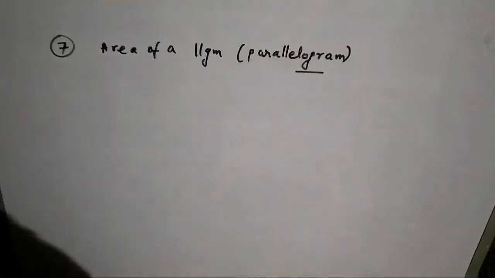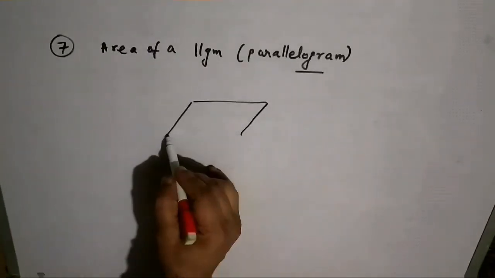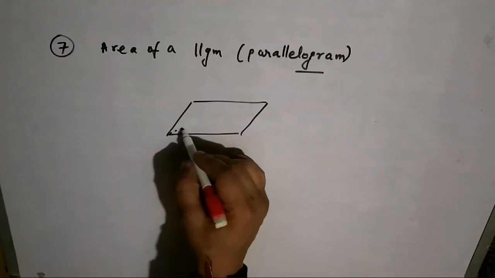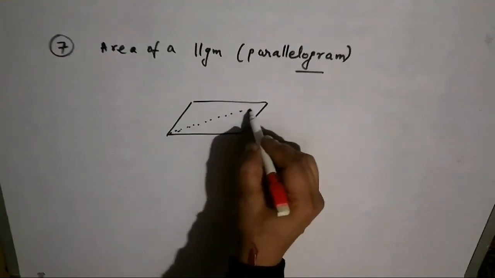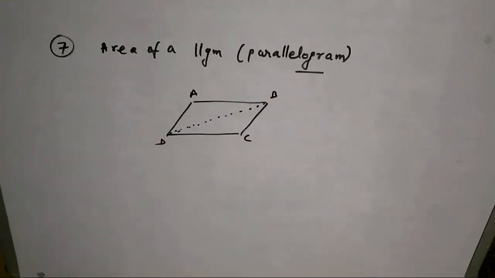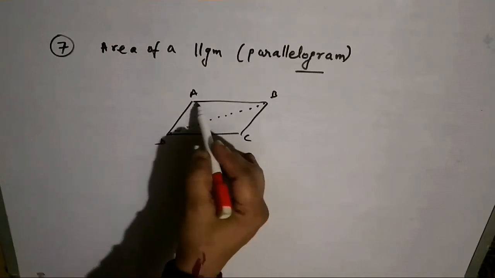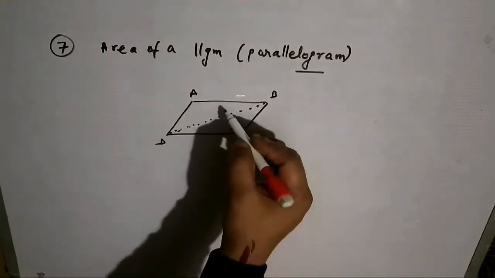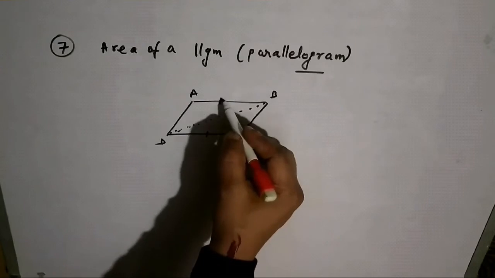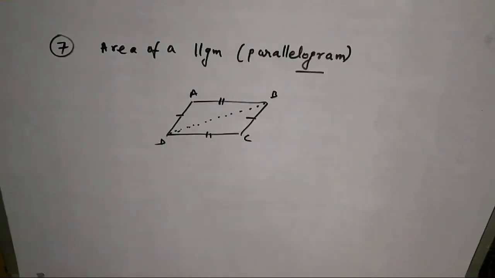So suppose the parallelogram is of this kind of shape, and this is the diagonal we have used. Suppose ABCD is the parallelogram. A parallelogram basically is a four sided figure where opposite sides are parallel to each other. Suppose this side and this side are parallel, likewise these other sides are parallel to each other.